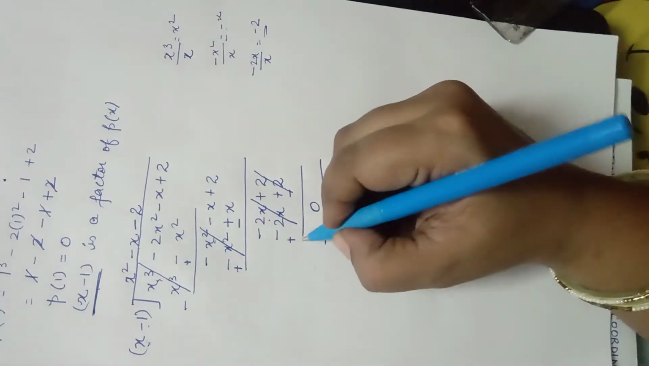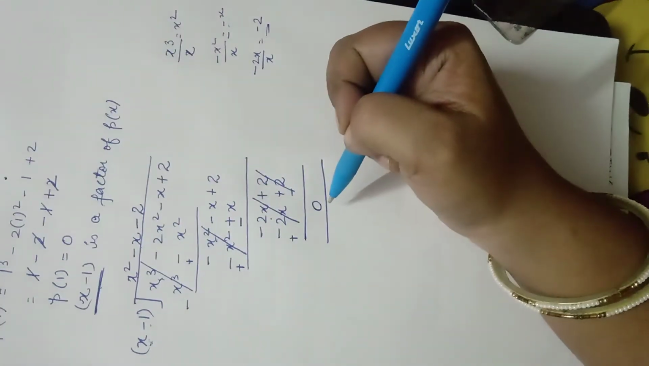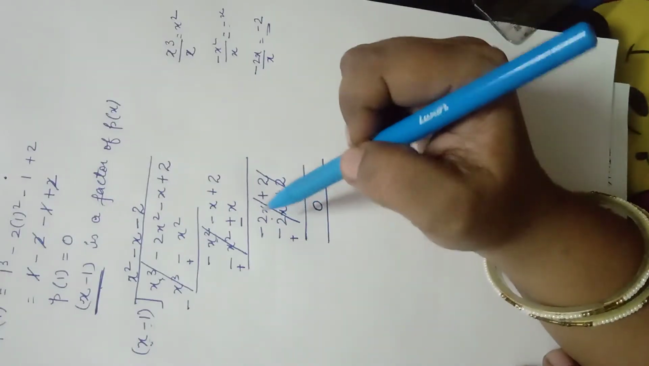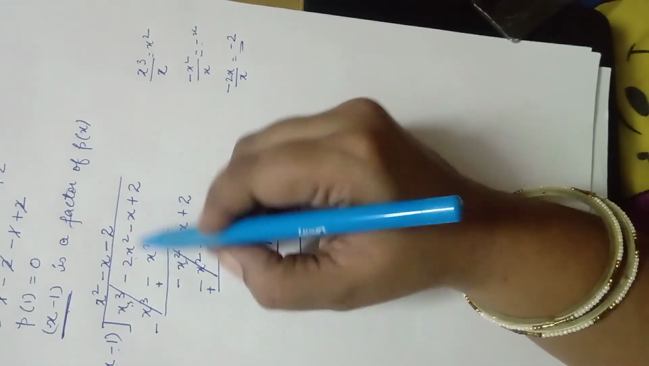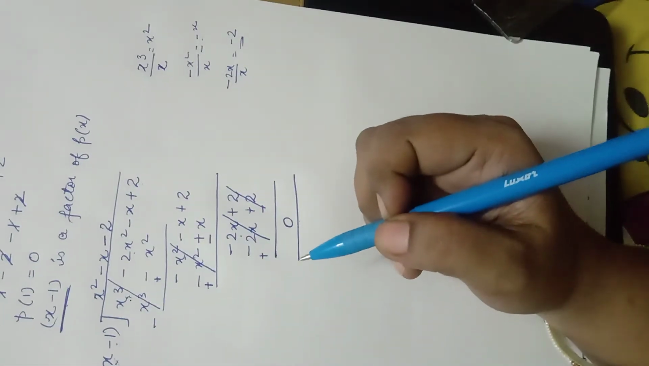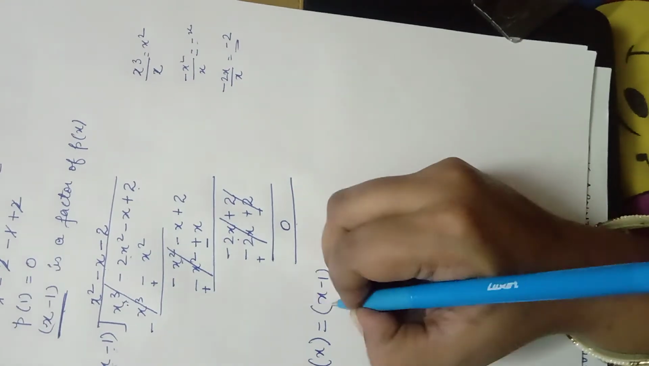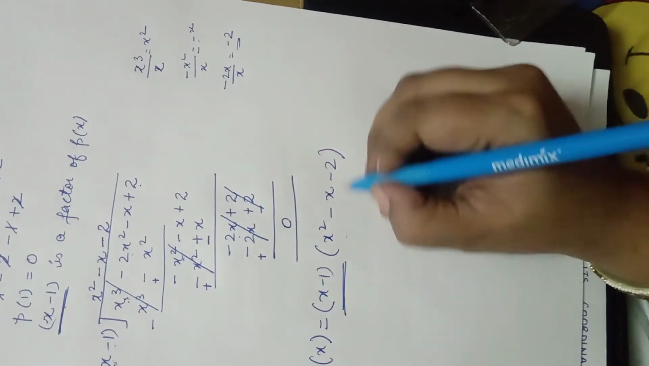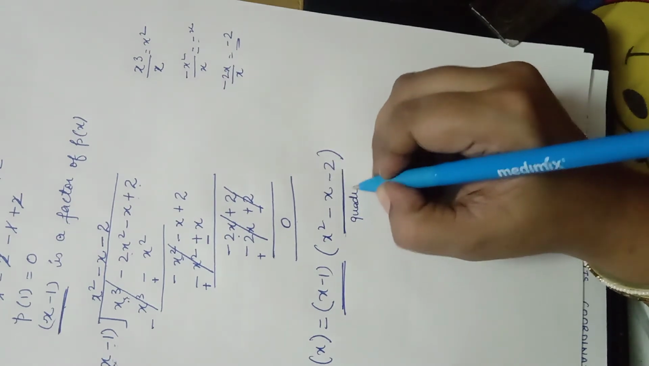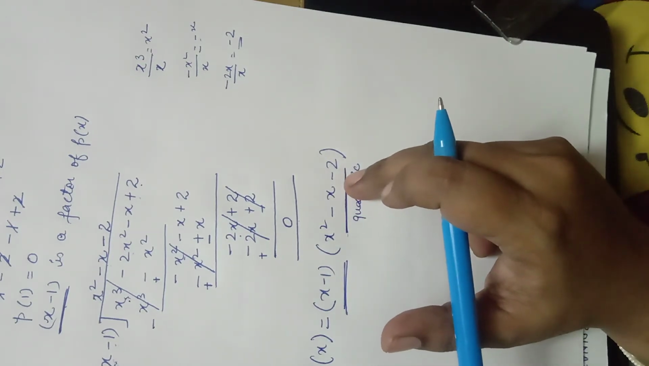You always get a 0 here. Why? Because we already know that this is a factor of Px, and once it is a factor, the remainder has to be 0. If the remainder is not coming 0, it means there is a mistake in the long division, right? So here x cube minus 2x square minus x plus 2. The two factors of this polynomial are x minus 1 and x square minus x minus 2. So you may write it as Px is equal to this into this. X minus 1 into x square minus x minus 2. Now children, first factor is obtained. Second factor is a quadratic. So again we are going to calculate the factors of this quadratic. By which method? By the middle term splitting method.